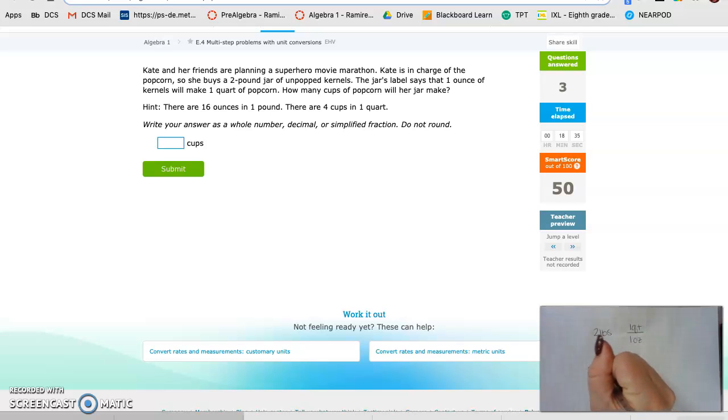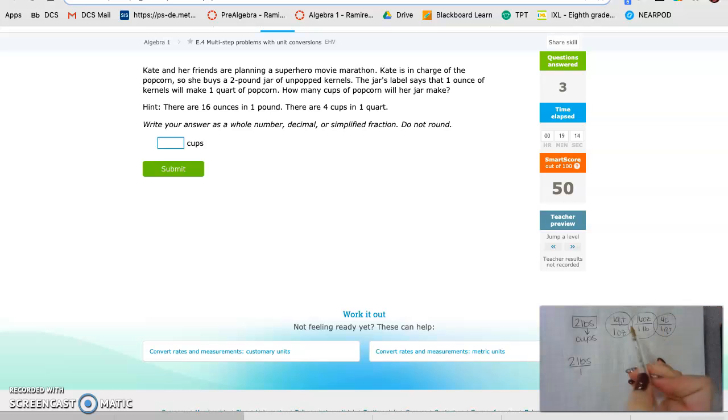So we want to change 2 pounds. We want to change that to cups. Okay, so we're writing down what we have, what we want, and then any rates that we're going to use. So we have 1 quart is 1 ounce, and then the other rates that they give us, 16 ounces in 1 lb, and then 4 cups in 1 quart.